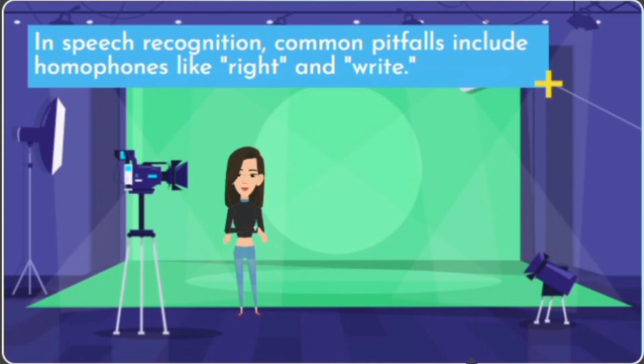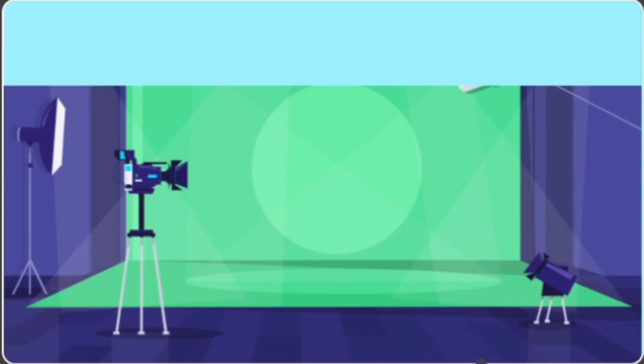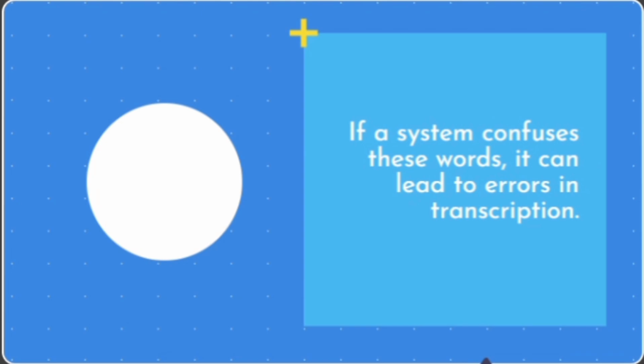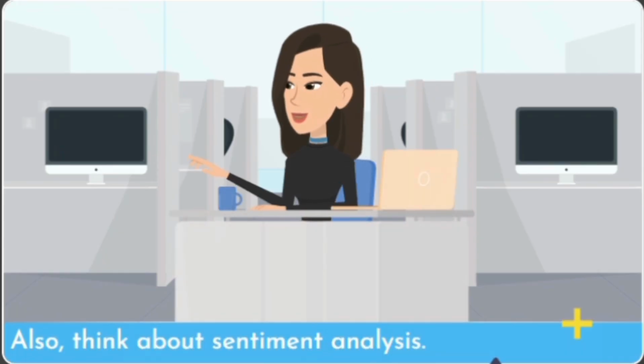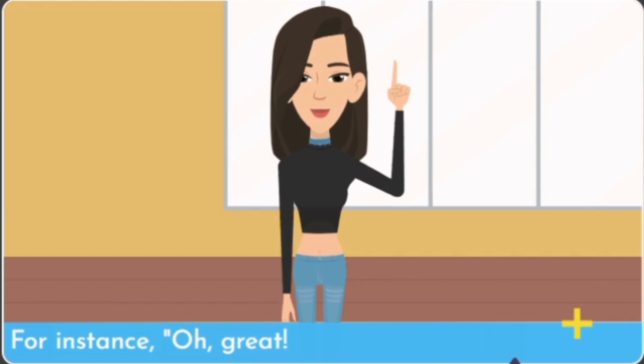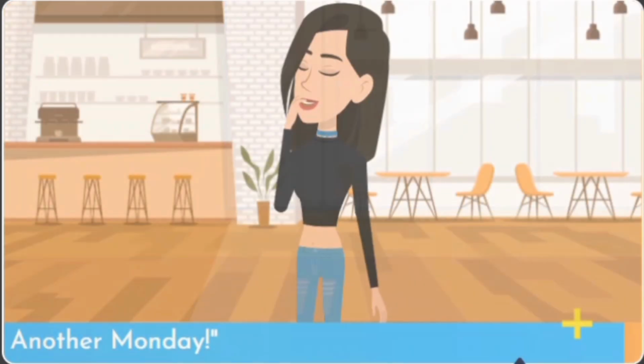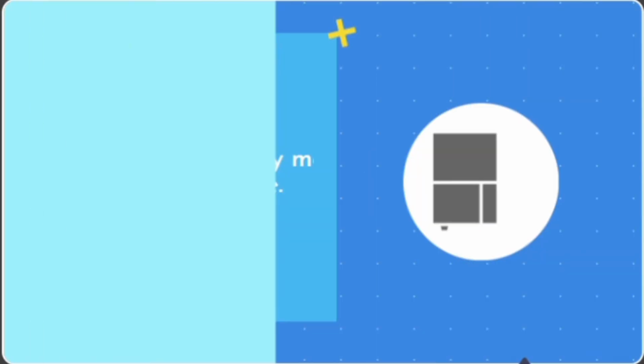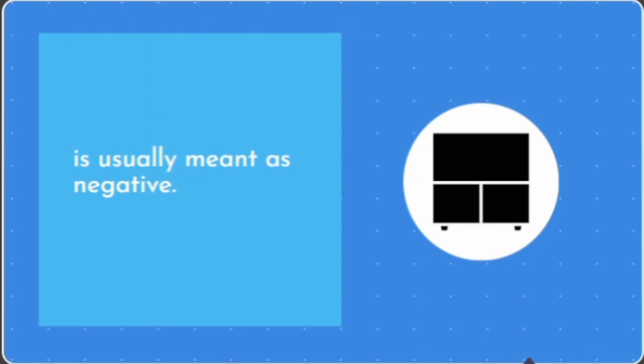In speech recognition, common pitfalls include homophones like right and write. If a system confuses these words, it can lead to errors in transcription. Also, think about sentiment analysis. Sarcasm can make it hard to determine if a statement is positive or negative. For instance, "Oh, great. Another Monday" is usually meant as negative.